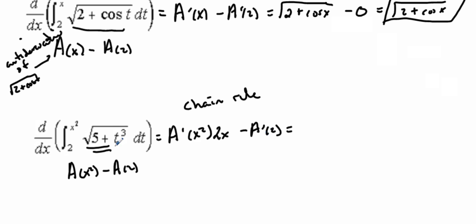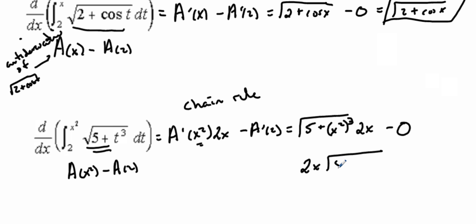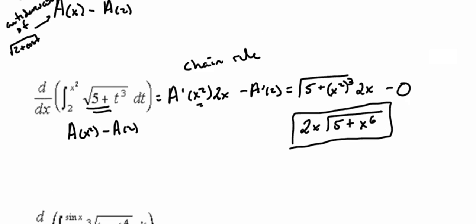Derivative of the antiderivative equals the function inside. So we should have the square root of 5 plus quantity, remember to plug that in there, x squared, that should be cubed, all to the 4th, times 2x minus 0, because the derivative of a number is 0. So we just have 2x times the square root of 5 plus x to the 6th. And that would be our derivative of that antiderivative, of that integral. One more. See if you can do this one.